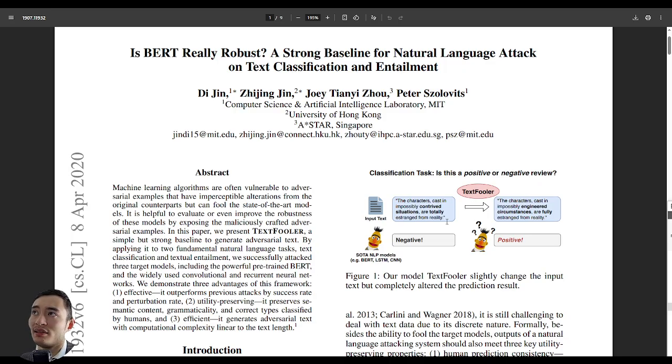So let's take this sentence. The characters cast in an impossibly contrived situation are totally estranged from reality. So this is clearly negative and the AI gets it right. However, now we swap three words to synonyms. Contrived becomes engineer, situation becomes circumstance, totally becomes fully. A human will still read this as a bad review, but the AI now thinks that this is a good review. So BERT went from being 86% correct to 11%.